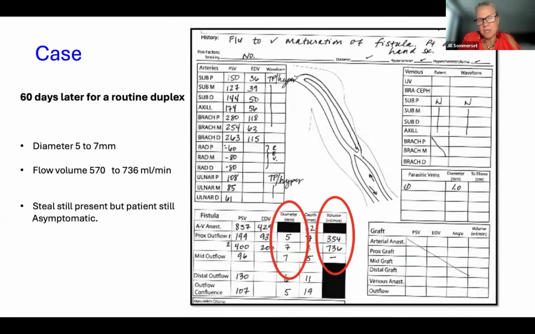So a month later, we have the patient come back. So this patient is 2 months post AV fistula creation. And now we see an improvement in the size of the cephalic vein to 7 millimeters. It's fantastic. And the flow volume is over 600. It's 736. And the radial artery is still retrograde. That's fine. The patient still remains asymptomatic.